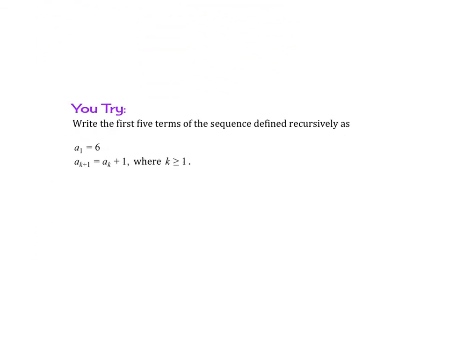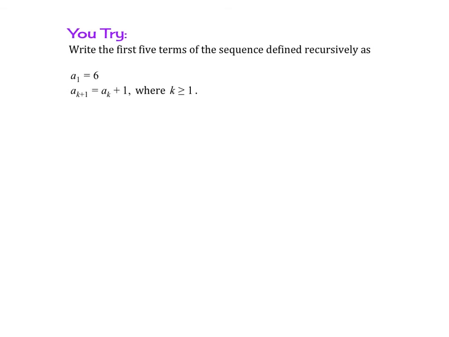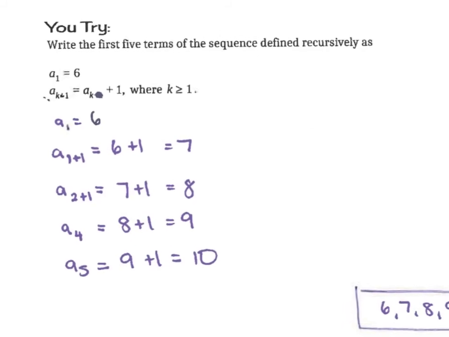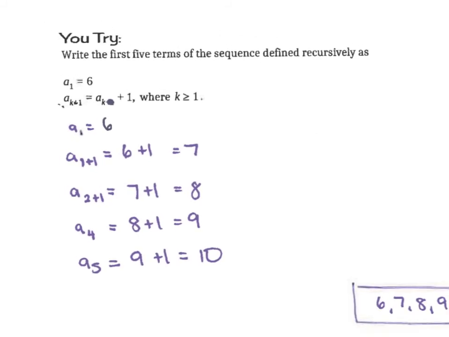So try this out here, right? The first 5 terms of the sequence defined recursively as a sub 1 is 6, and these values down here. So try it out. So trying this out, a sub 1 is 6, and then you plug in k plus 1. So let's start with, if you plug in 1, 1 plus 1 is 2. So you have 6 plus 1, right, a sub k. So that is the one previous to it. And then a sub 2 plus 1, you're plugging in the 7 plus 1 equals 8. And so that is how you get these next values.